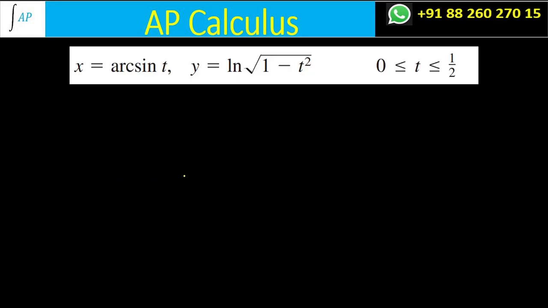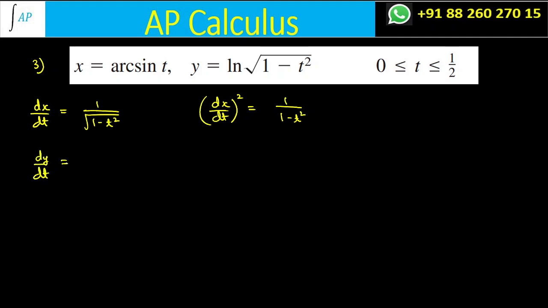Okay, let's move on to question number 3. This is written as x is equal to arc sin t and y is equal to ln of root of 1 minus t square. From 0 to 1 by 2 we have to go. So again, let's calculate the differentiation of this thing. Differentiation of arc sin t is 1 upon square root of 1 minus t square. So I can say dx over dt whole square is 1 upon 1 minus t square simply.